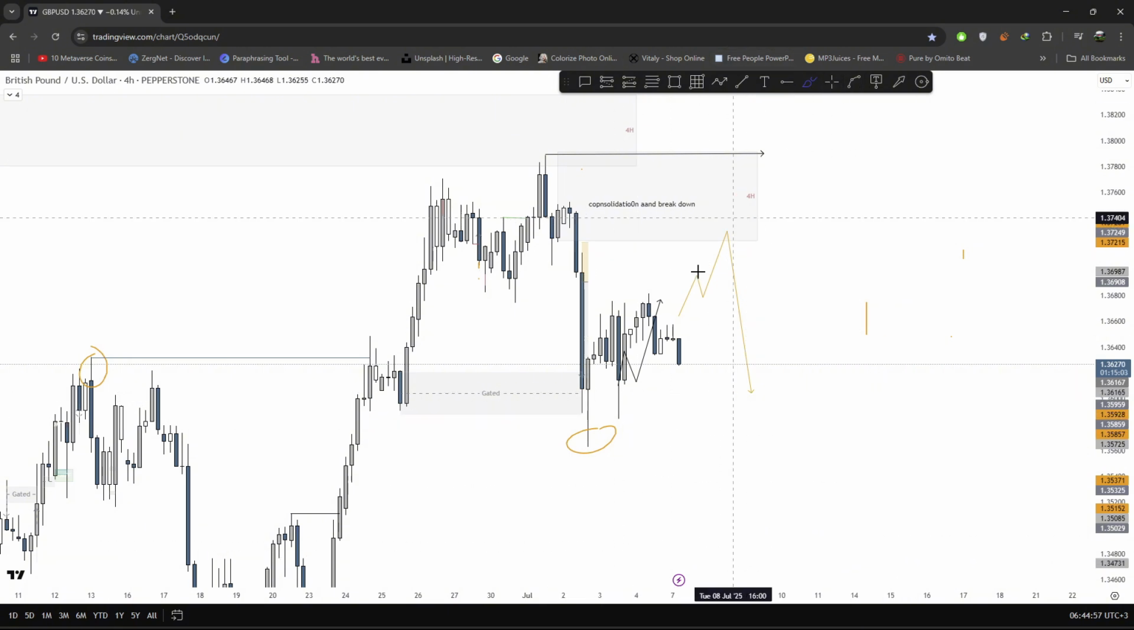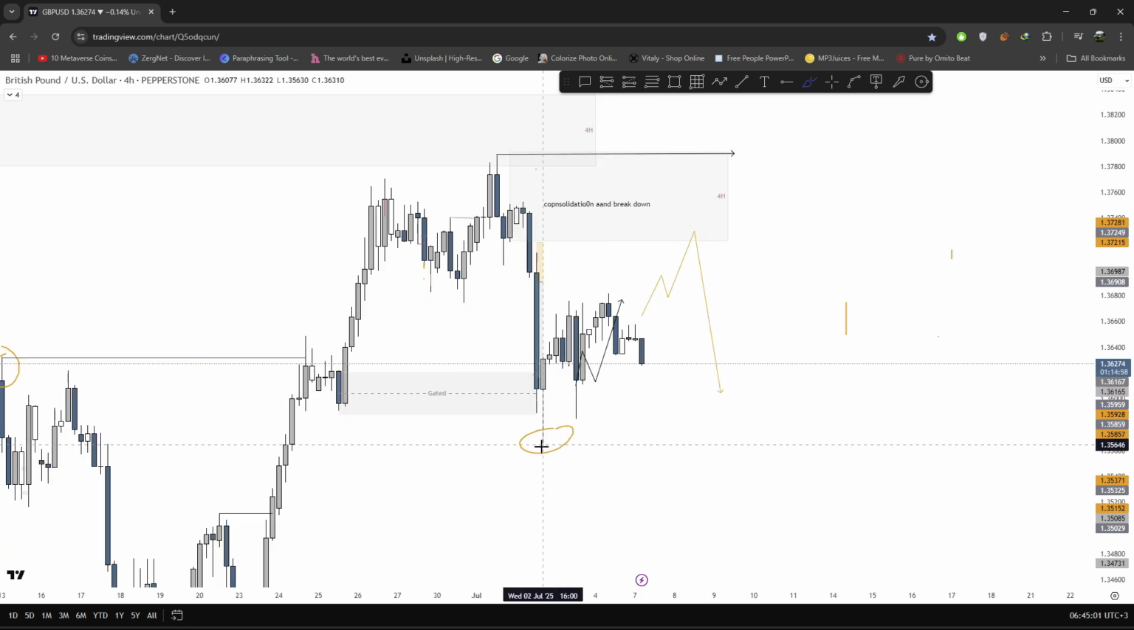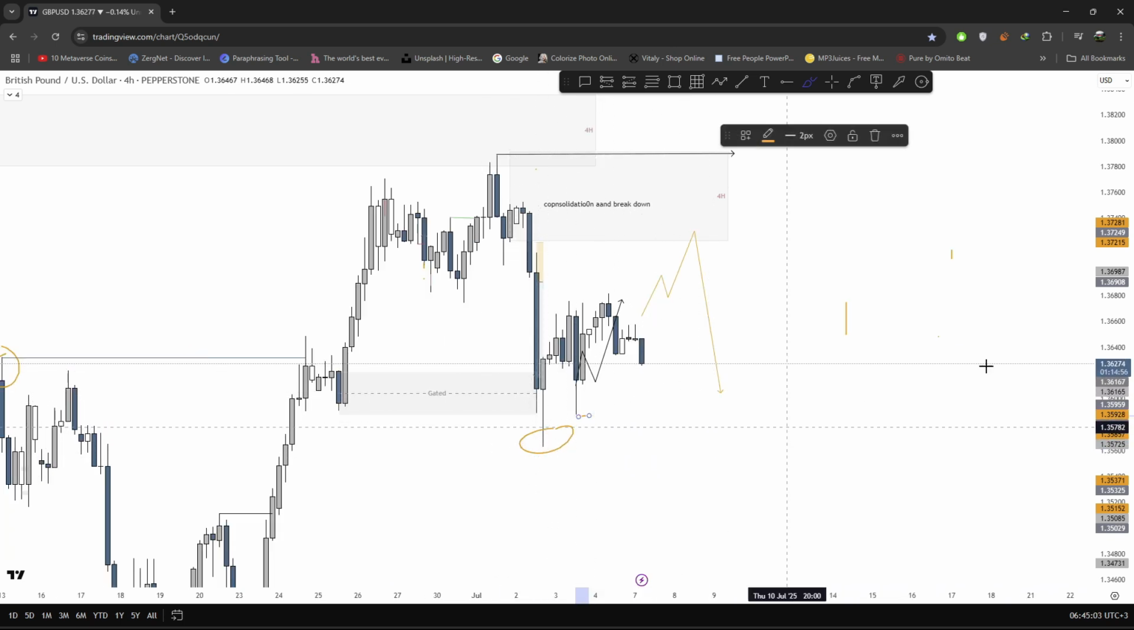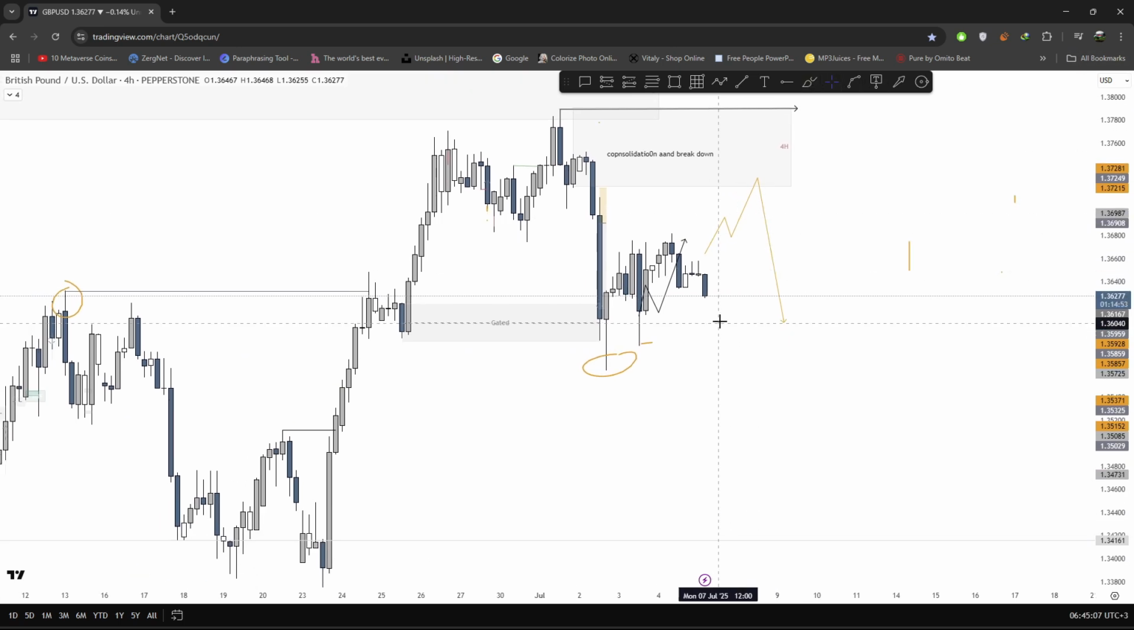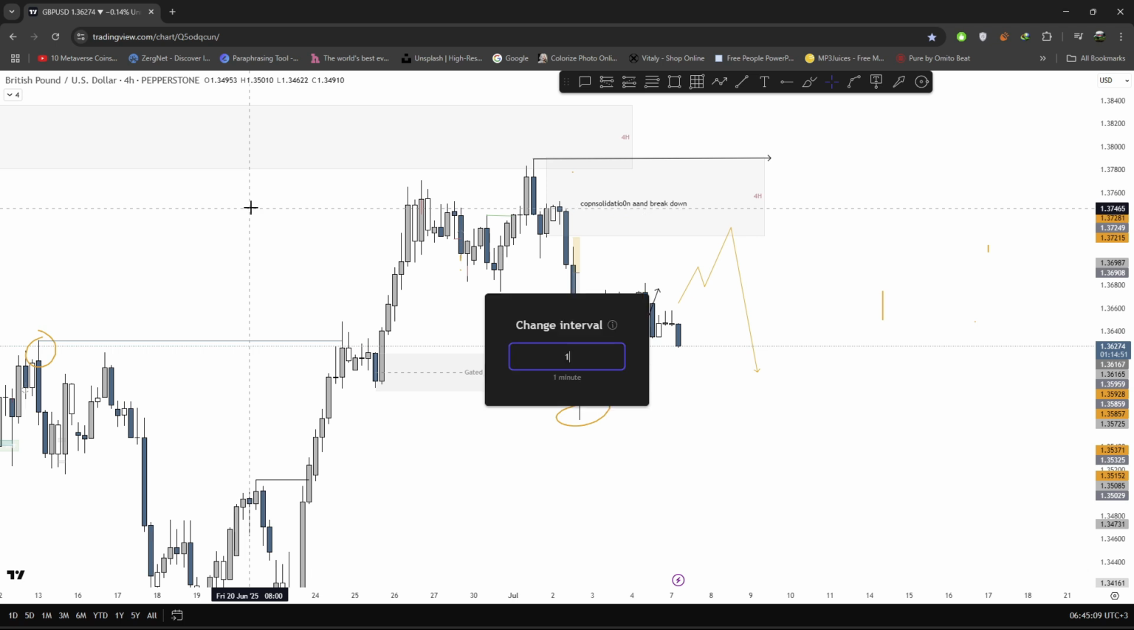However, we can say that we do have possibly some remaining buys, do we? I don't think so, because we can see that all that liquidity has been taken. So I don't expect price to continue buying to the upside. Expect price to continue selling to the downside.